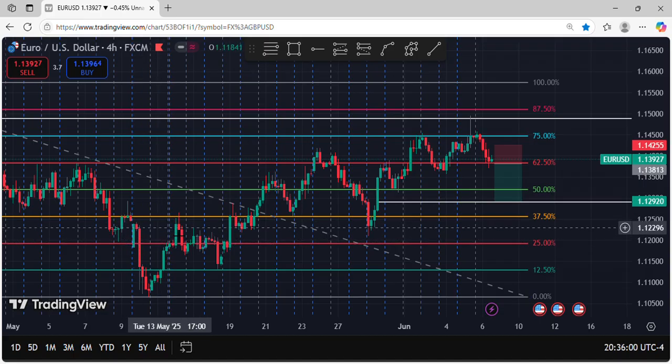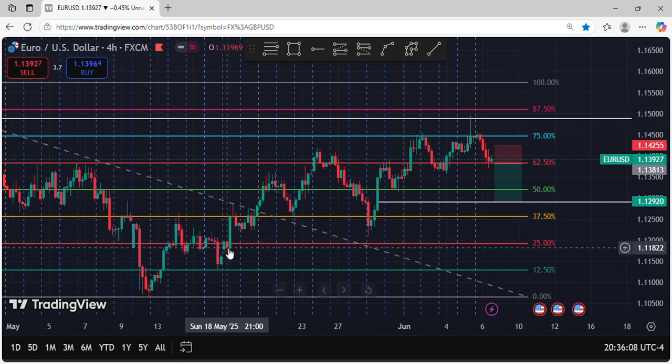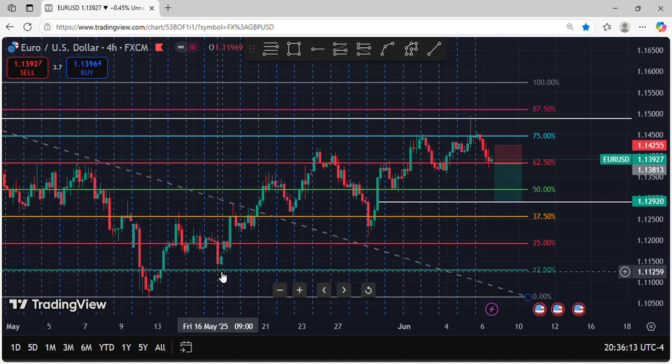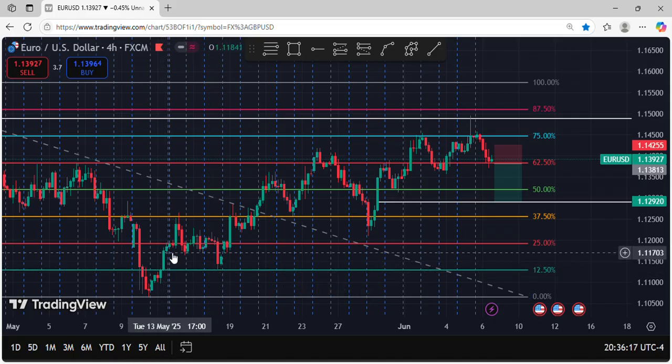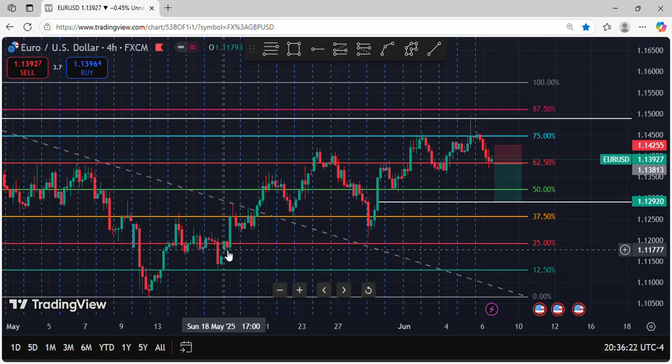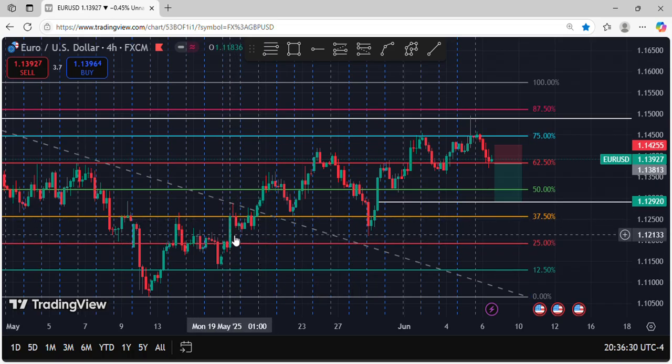Price taps into it. See that? Look at the reaction of the candles right here. Reverses into what? Back into the 12.5 dealing range level, where we have what? This fair value gap. After that, see how price moved up, breaking above the 25 dealing range level, leaving this fair value gap. We tapped into it again, referring to this order block here.